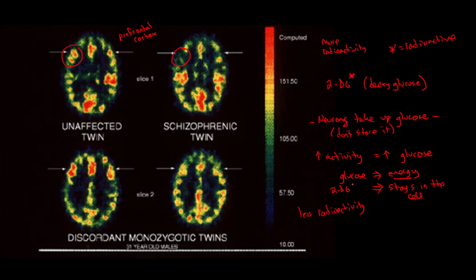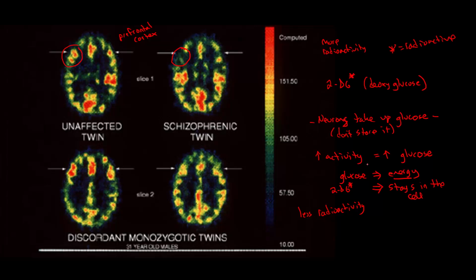Okay? So if I have radioactive 2-deoxyglucose and I give that to the patient, and then I have them do a task, any neuron involved in that task is going to increase its activity. What does that mean? It's going to take up more glucose. It's going to take up more deoxyglucose. The glucose gets converted into energy and lets the neuron do its thing. The 2DG just sits there though.